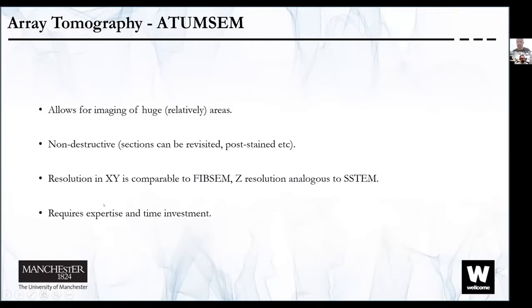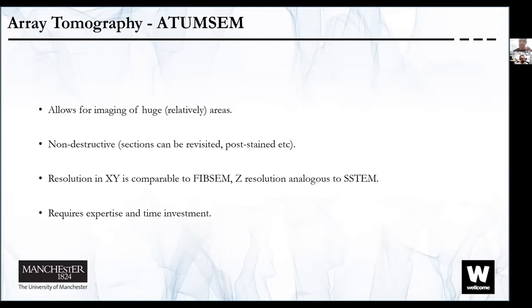Big advantage of array tomography and AtomSEM is it allows you to image huge areas, because when you've got your samples in the SEM, you can tell the computer to take a series of images per slice rather than just one. So you end up being able to possibly image, like, we're talking millimeters. That'll take you a long time, but it's possible. You get to image the slices later on, as the American person told us. You get to store them safely. The resolution in XY is comparable to FIB-SEM, which is very good. And the Z resolution is analogous to the other slicing-based techniques such as SBF-SEM and ssTEM.